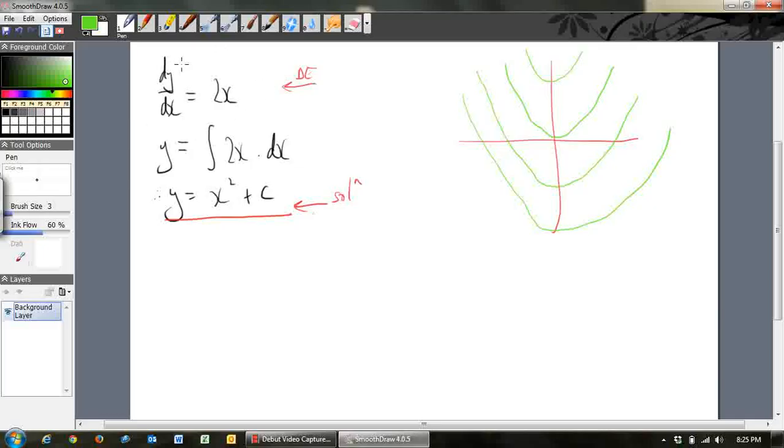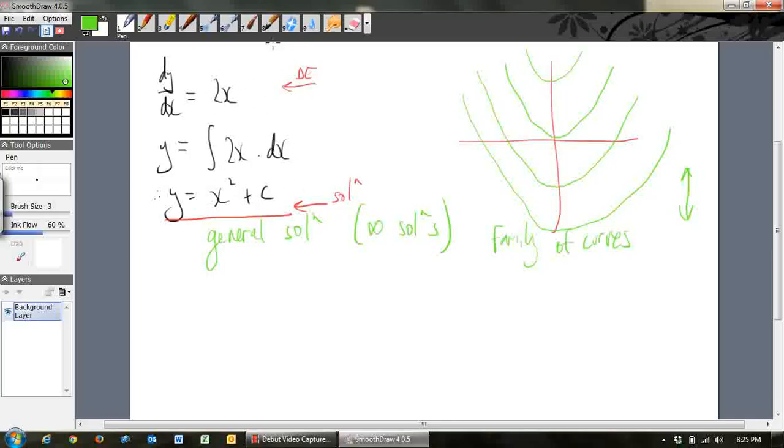Basically, what you get from a differential equation is a family of curves. In other words, they all have the same shape, but they just move up and down the axis, and there are infinite solutions here. Okay, so this is called the general solution. In other words, it has infinite solutions.